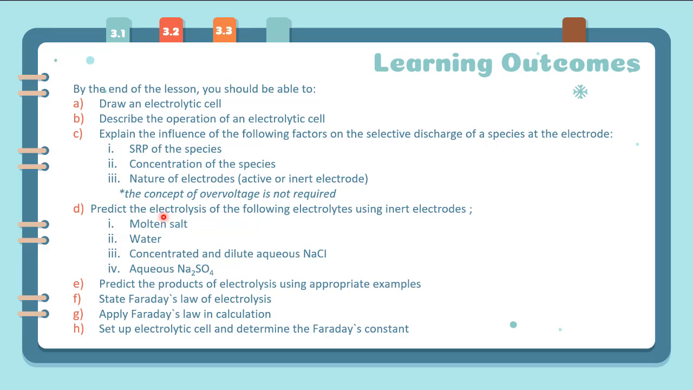Next, we want to predict electrolysis of the following electrolytes using inert electrodes. We have molten salt, water, concentrated and dilute aqueous NaCl, and aqueous sodium sulfate solution. Predict the product of electrolysis using appropriate examples.